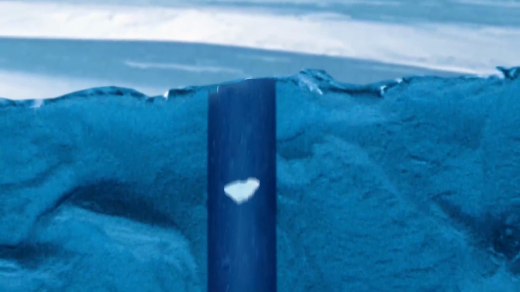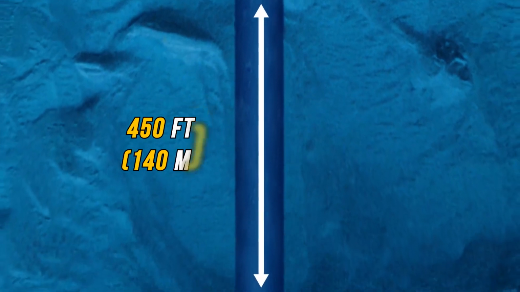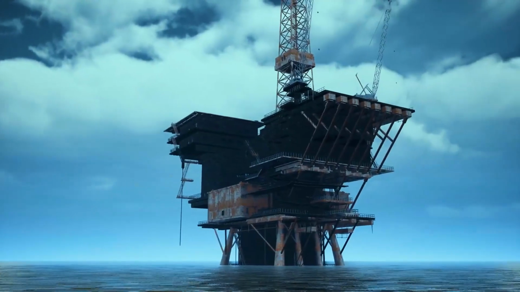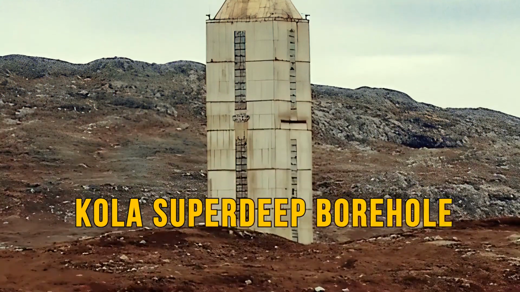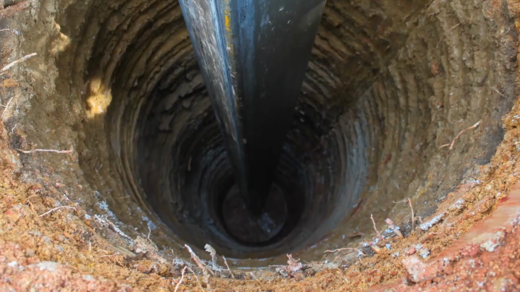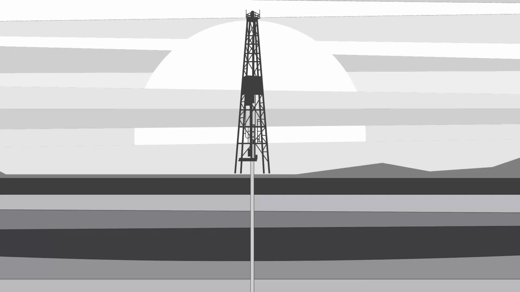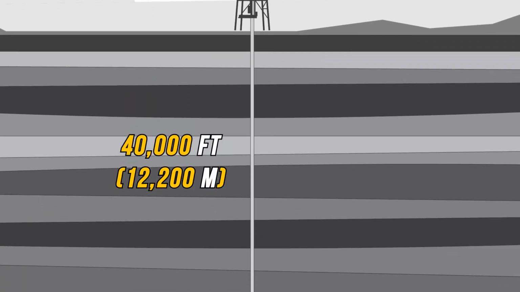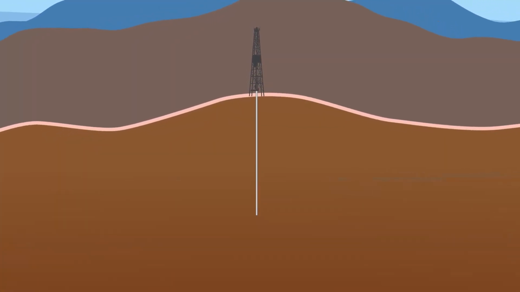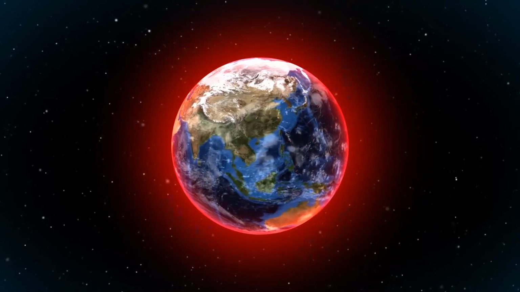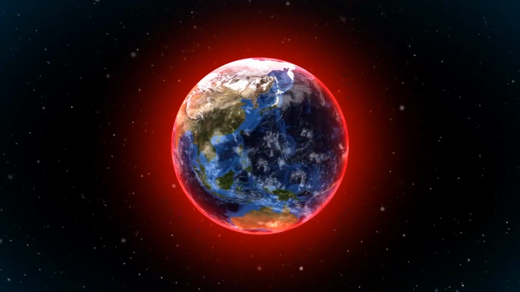Let's not forget that this ice block traveled 450 feet beneath us. Oil ships dig holes in the oceanic crust that go thousands of feet beneath the Earth. The Kola Super Deep Borehole in Russia is the deepest hole ever made by humans. It goes more than 40,000 feet below the surface and took almost 20 years to reach 7.5 miles. Below it is only half the distance to the mantle. In terms of the whole Earth, this very deep hole is literally scratching the surface.